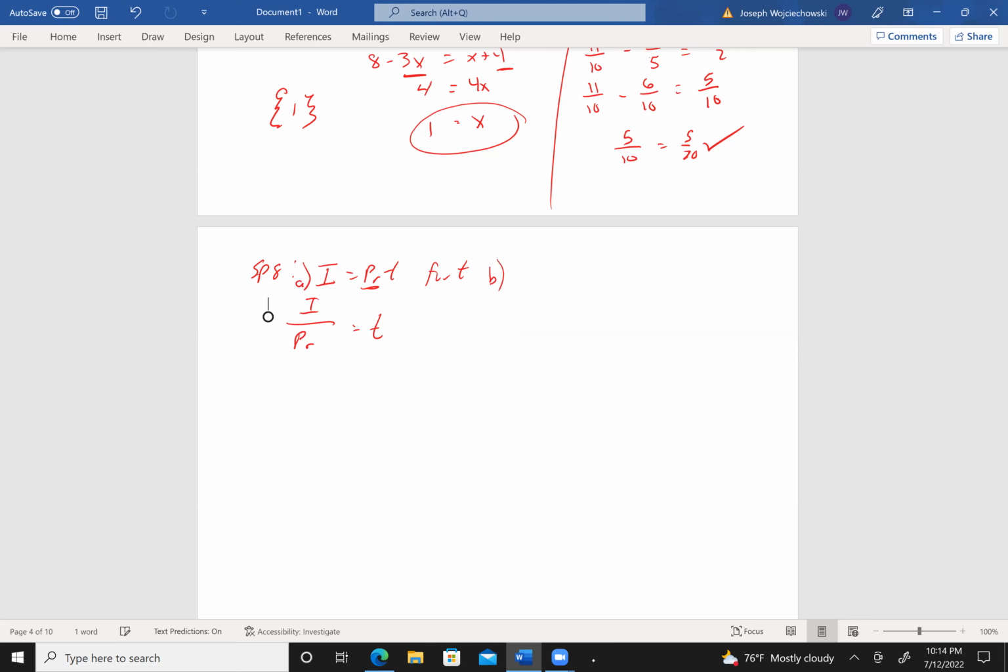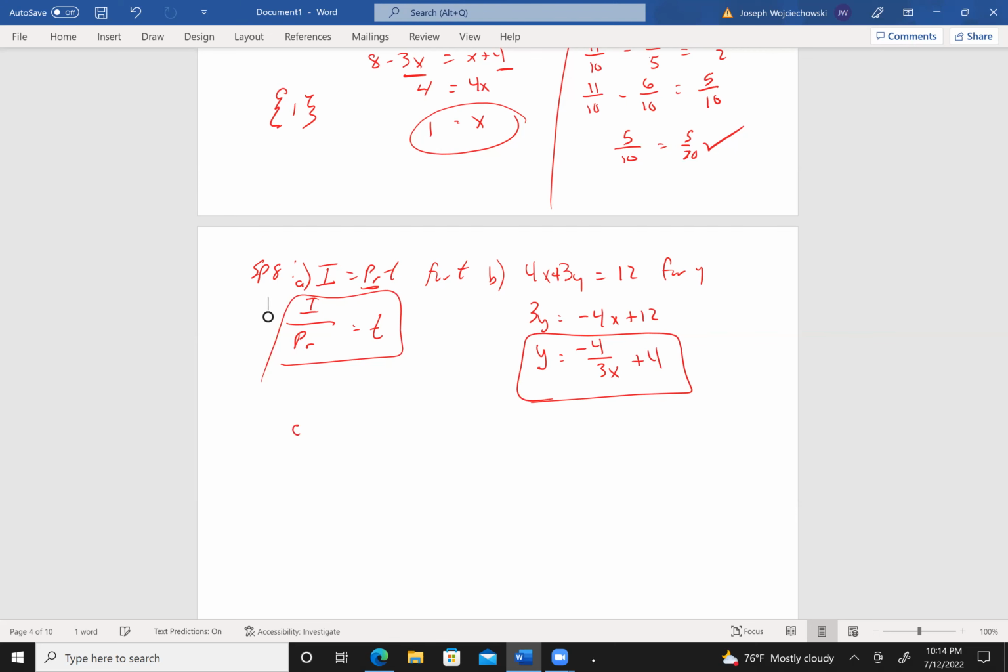Looking at B, we have 4x plus 3y equals 12, and we want to solve for y. So subtract 4x from both sides, we get 3y equals negative 4x plus 12. Divide by 3, we get y equals negative 4/3 x plus 4. And that is that.